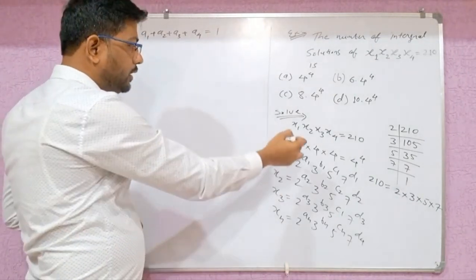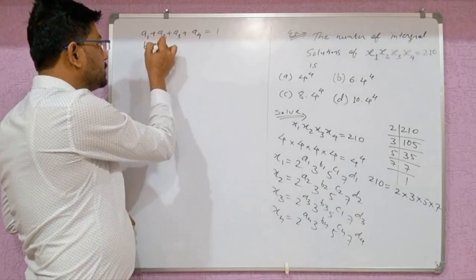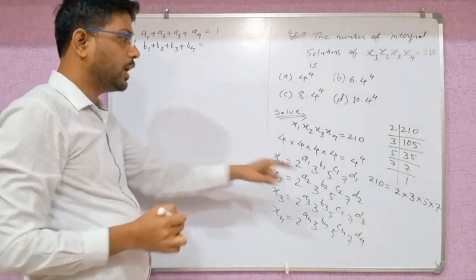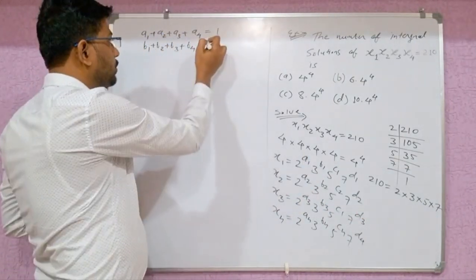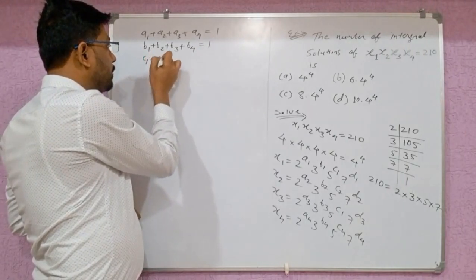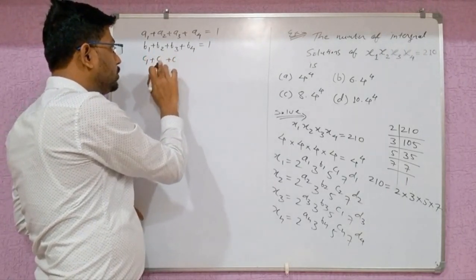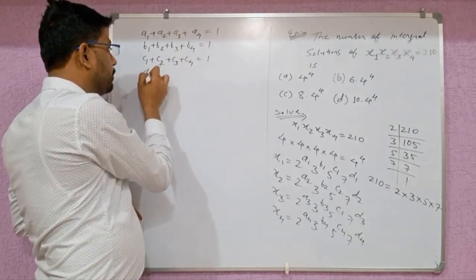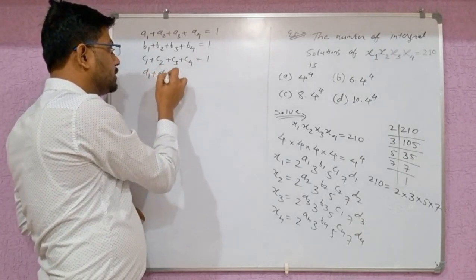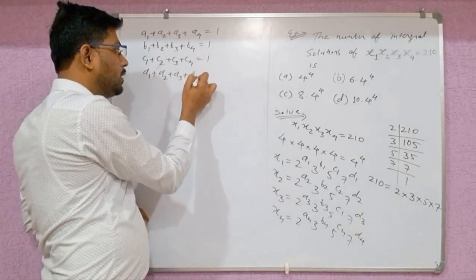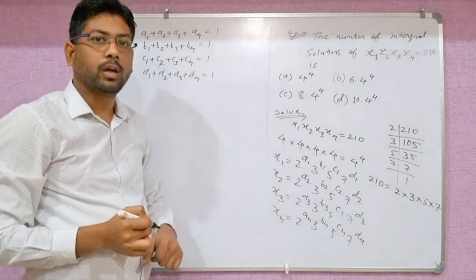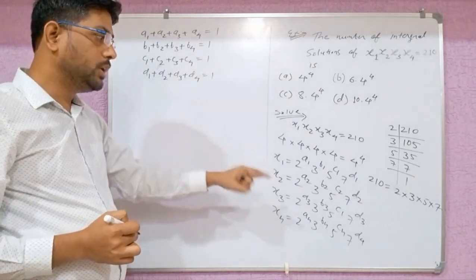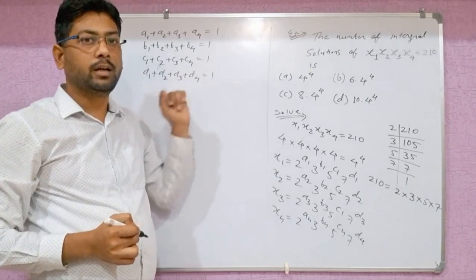Now if I compare the power of 3, that will be b1 plus b2 plus b3 plus b4 is equal to, on the right hand side the power of 3 is 1. So this will be 1. In the same way, comparing the power of 5, c1 plus c2 plus c3 plus c4 will be equal to 1. And by comparing the power of 7, d1 plus d2 plus d3 plus d4 will be equal to 1. So these 4 equations I got by comparing the powers of 2, 3, 5 and 7 respectively on the left hand side and right hand side.